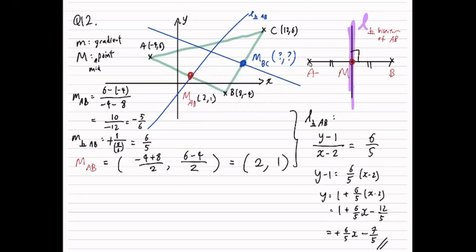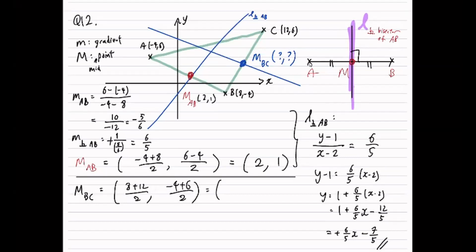Okay, let's move on. Now do the exact same procedure. How do you find MBC? Let's find that midpoint first. It will be 8 plus 12 over 2, -4 plus 6 over 2. Simplify: 20 over 2 is 10, and 2 over 2 is 1. So the midpoint is (10, 1).